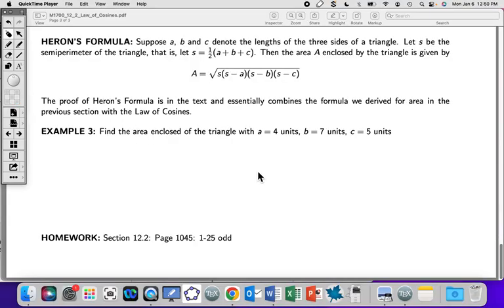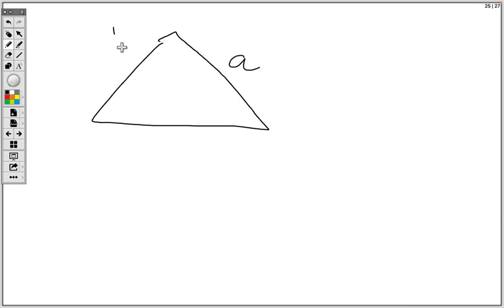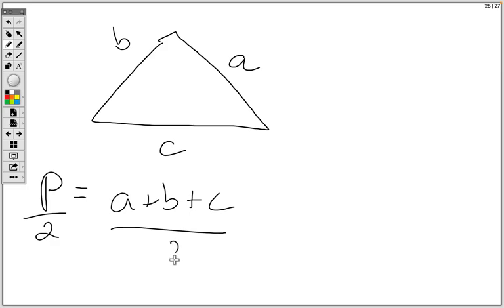Okay. Last topic here in the section is Heron's formula. This is named in honor of a Greek mathematician. This gives us a formula for the area of a triangle given just its sides. And it's phrased in terms of what's called the semi-perimeter. So if you have a triangle here, you got lengths of the sides A, B, and C. The perimeter is what you get when you add up all the lengths. You take the perimeter divided by 2, that's called the semi-perimeter. That's what they're calling S.